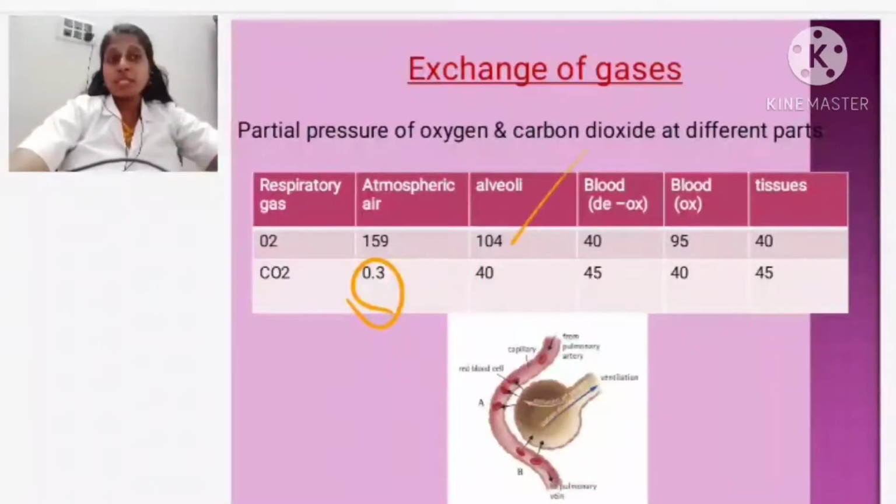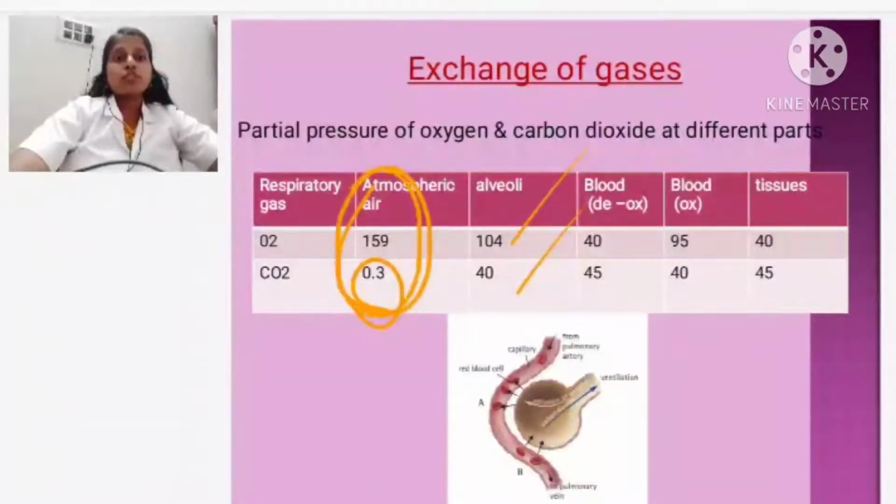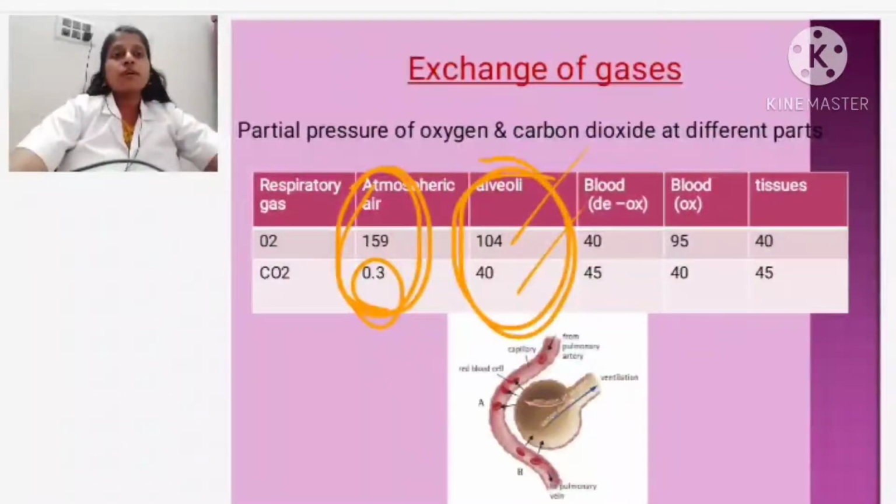104 mmHg, and carbon dioxide is becoming how much? It is 40 mmHg. Why? Because some exhaled air will also be present there. Okay. Now, this one you have to learn. So, in atmospheric air, the partial pressure of oxygen and carbon dioxide is this much. In the alveoli, the partial pressure of oxygen and carbon dioxide is this much.